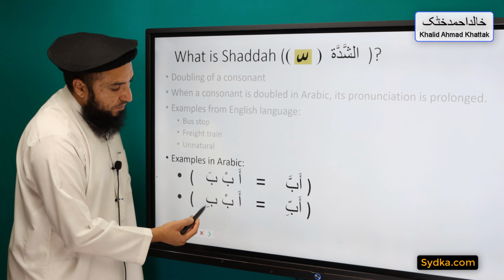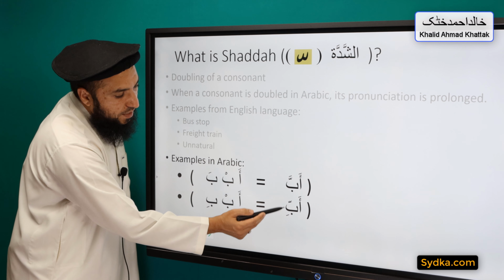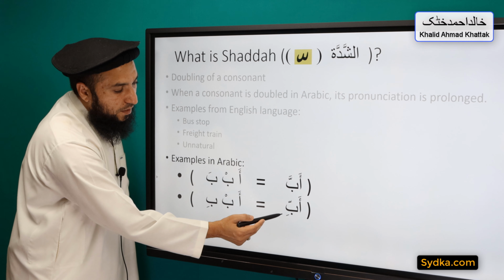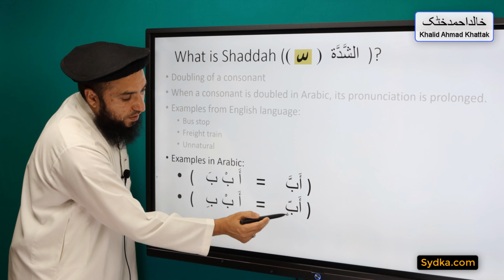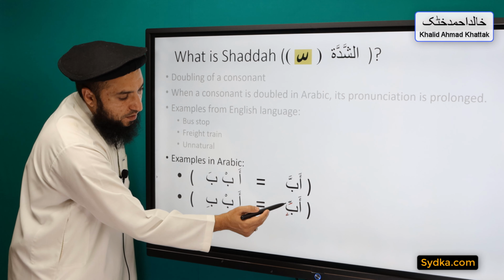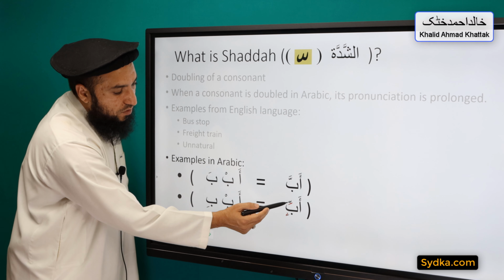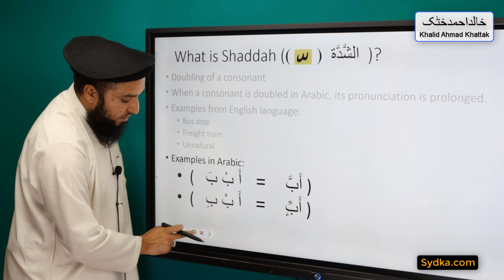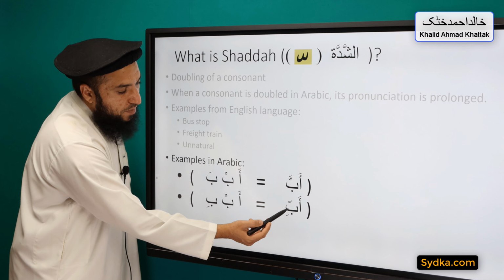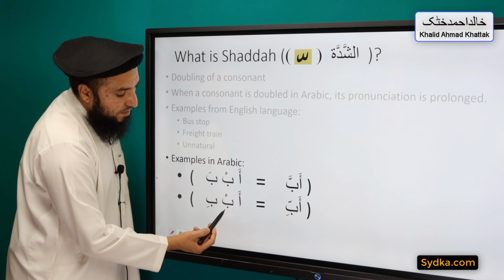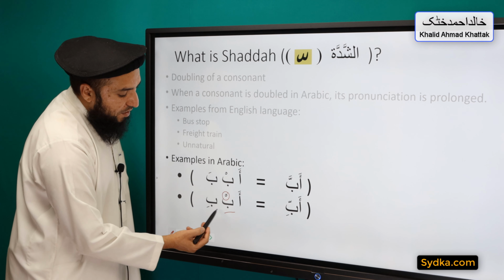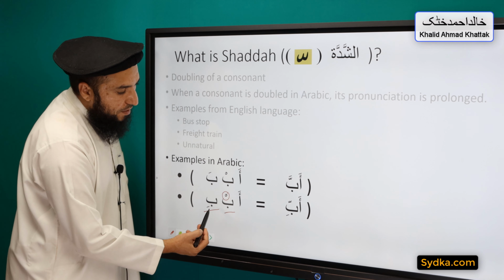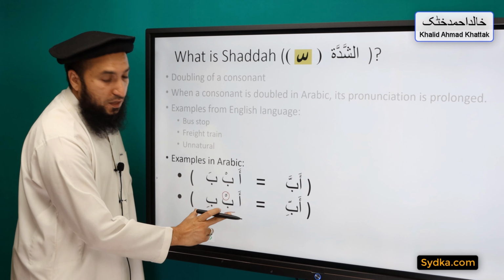Similarly, this is another example. Hamza fatha ba shadda kasra, abbi. And we need to remember that this kasra can be written here, or instead of here we can write it here as well, under the shadda. So both are correct. If the kasra is written under the letter or under the shadda, both ways are correct. So this ba shadda kasra can be written as ba sukoon, that's absence of vowel, and ba kasra, so abbi.